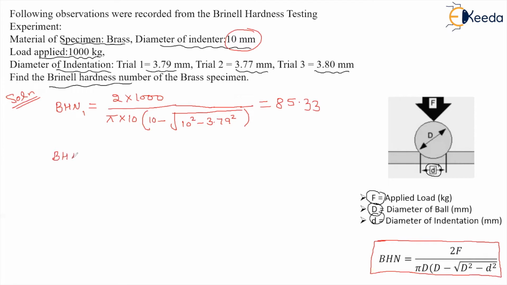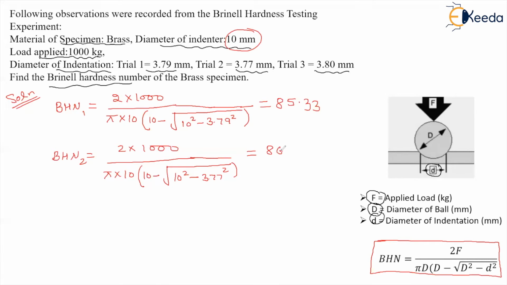Similarly, we can get the second value of the Brinell hardness number. That will come out to be 2 multiplied by 1000 divided by pi D, the diameter of the ball is the same, multiplied by 10 minus under the root 10 square minus small d square. Now in the trial 2 run, the diameter of the indentation is 3.77. So this is 3.77. Solve it, and it will come out to be 86.28.